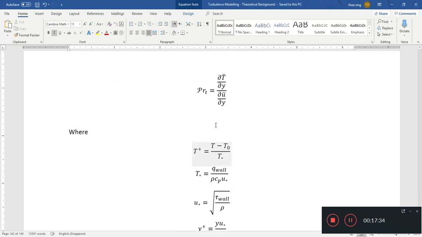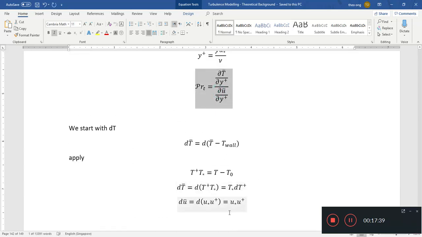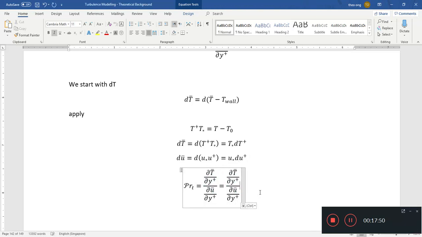Okay, so let's put this into here. I will just equate it as such: dT minus T wall, so we'll have a dT plus here, and then we will have a T star on the outside, and then we'll have U star at the bottom.